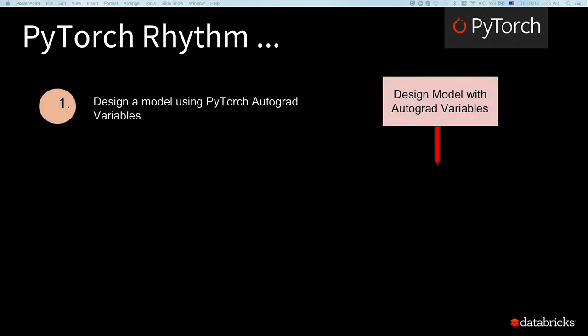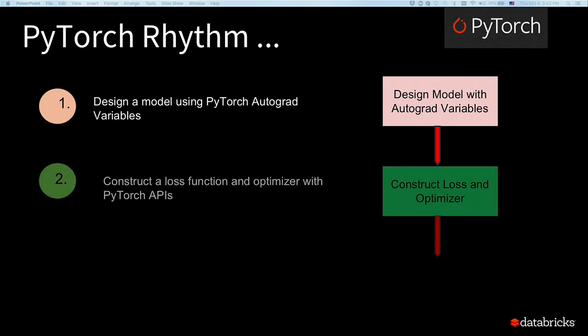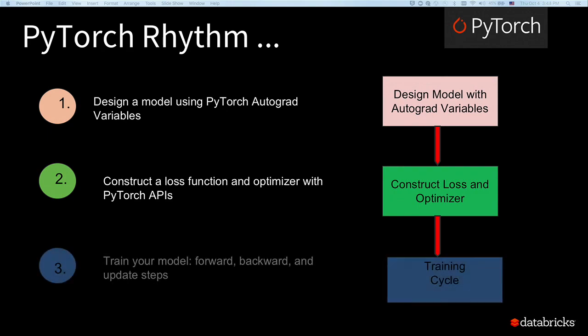And there is a rhythm, right? There is a rhythm to PyTorch, just like we saw a rhythm in Keras, we saw a rhythm in TensorFlow. You design a model using your auto variable, you define your variables, you construct what your loss functions are, what your optimizers are, and then you have a training loop, and then you evaluate.